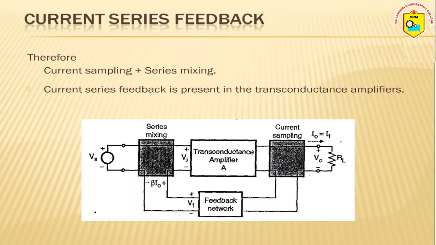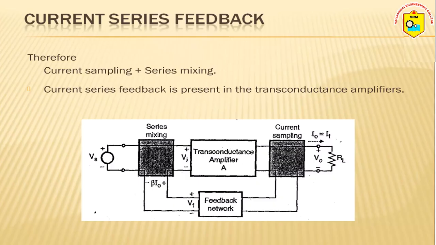The second type is current series feedback. In current series feedback, it is current sampling plus series mixing. The current comes from the sampling type and the series comes from the mixing type. Here series mixing is used, so the feedback network is connected in series with the source signal, and on the output side, the feedback network is connected in series with the output of the amplifier.